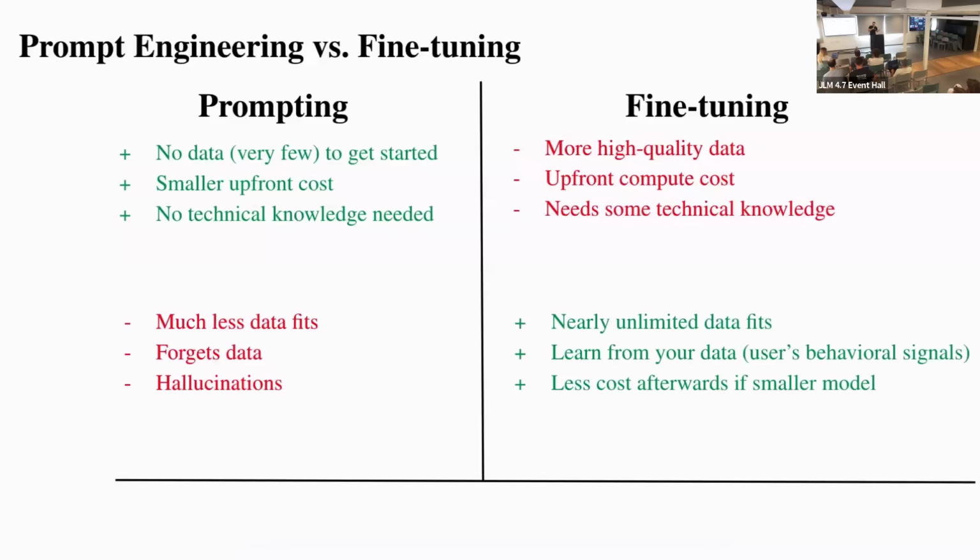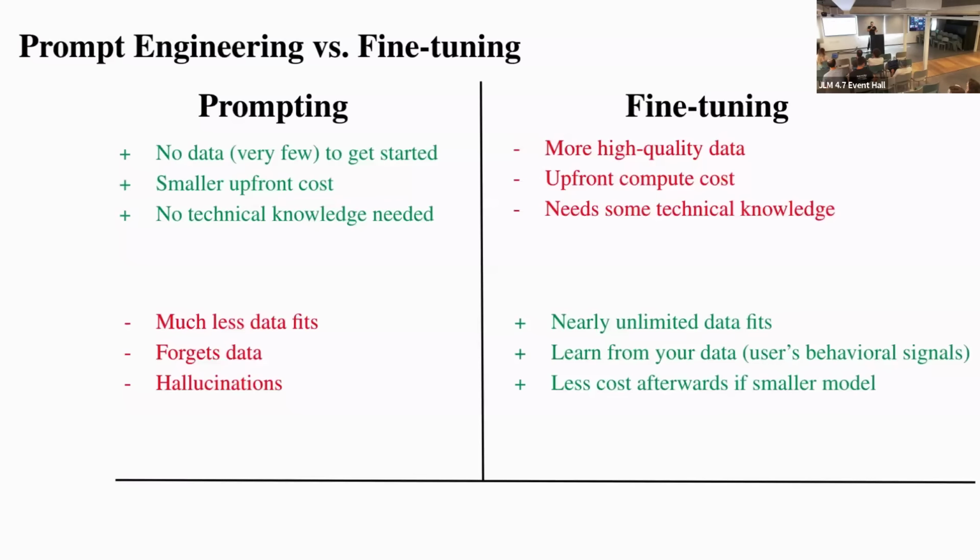Okay, so now back to prompting. In prompting, much less data fits. So all of us know that different models have context window limitations. And also, if you write a very long prompt, research shows that models tend to forget knowledge which is far away in the context. So also, if you manage to write a long prompt, they can forget some of the data.